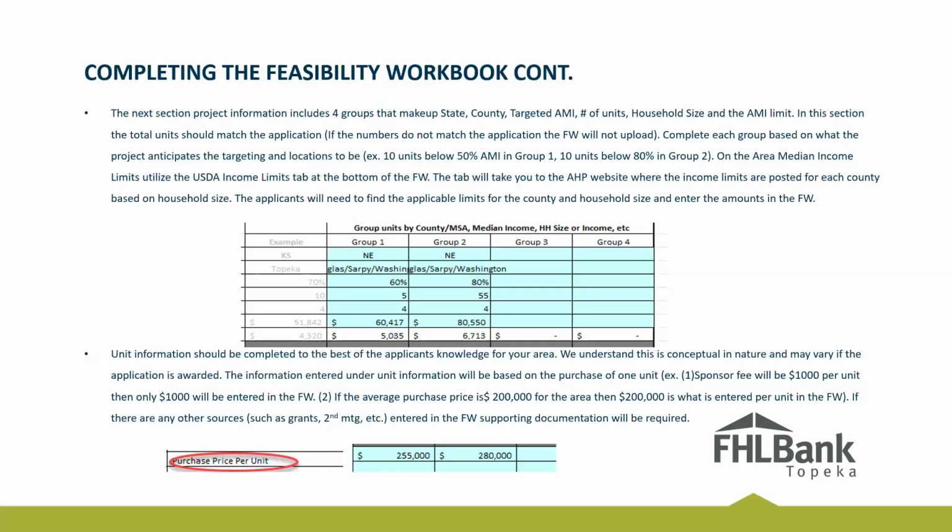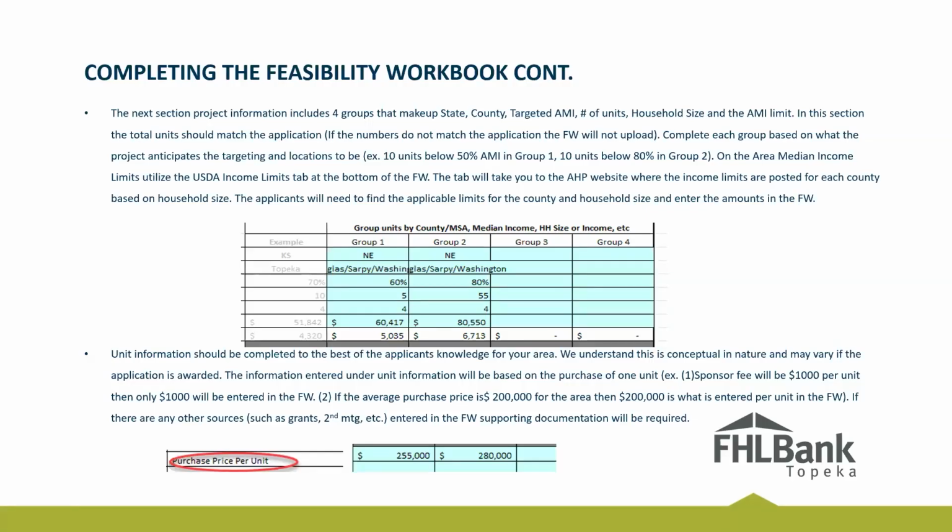On the Area Median Income Limits, utilize the USDA Income Limits tab at the bottom of the feasibility workbook. The tab will take you to the AHP website where the income limits are posted for each county based on household size. The applicants will need to find the applicable limits for the county and household size and enter the amounts in the feasibility workbook.